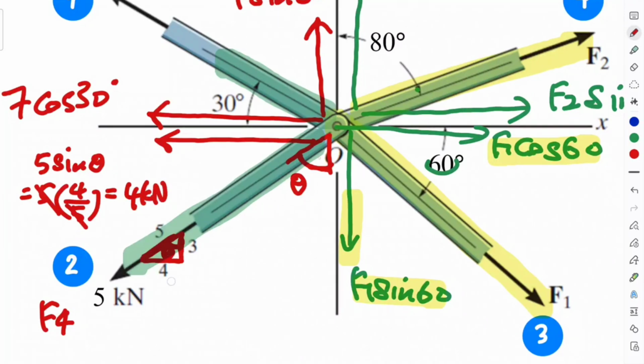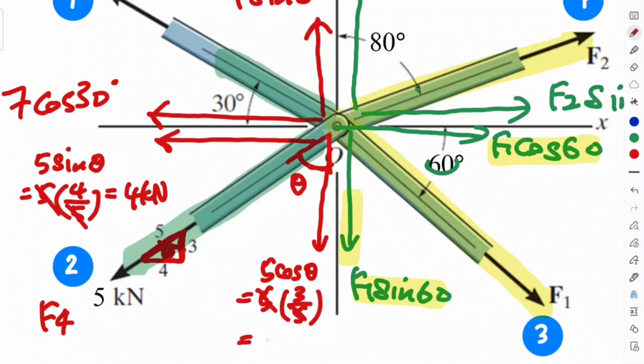So accordingly, we have to resolve it in the y direction, which will be pointing downward. Similarly, the magnitude will be 5 multiplied with cos theta, and based on the small triangle, cos theta is equivalent to adjacent over hypotenuse, which is 3 over 5. If you solve this relationship, we get 3 kilonewton pointing downward.